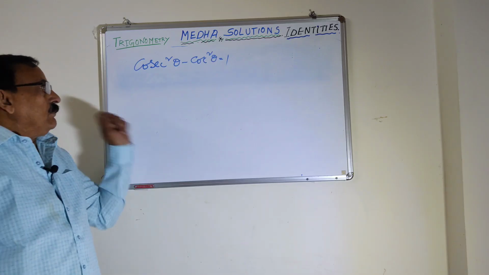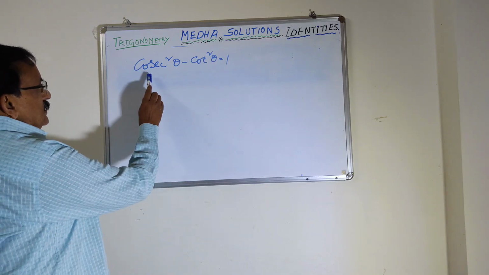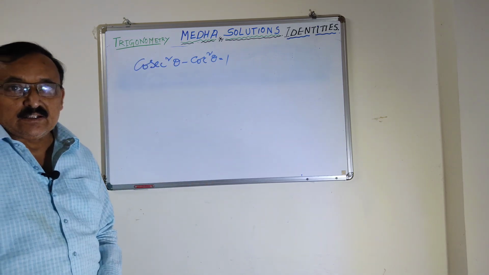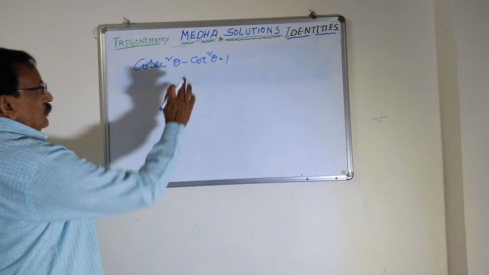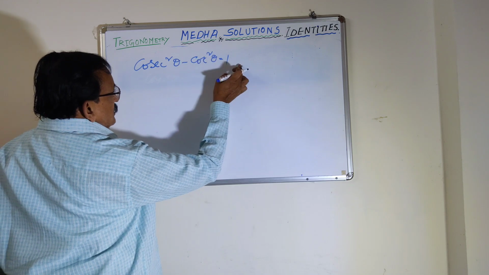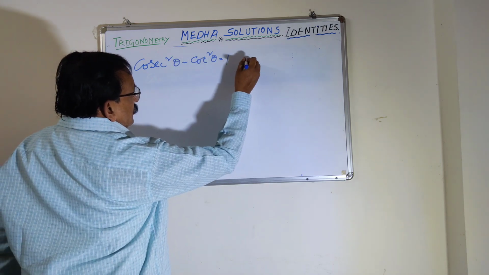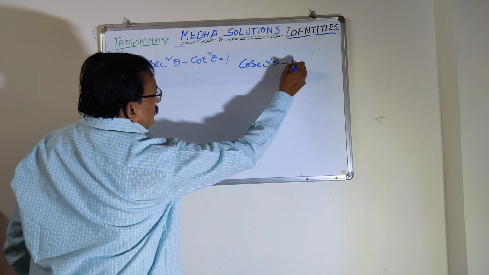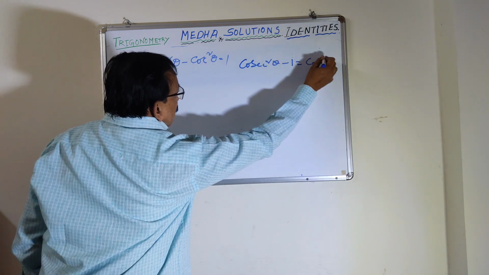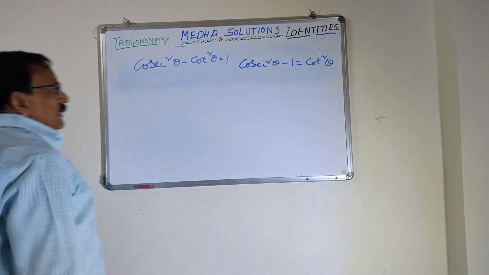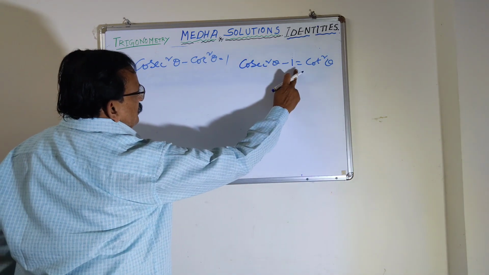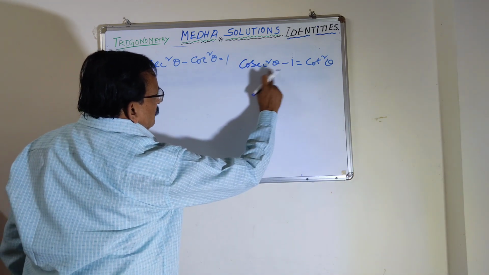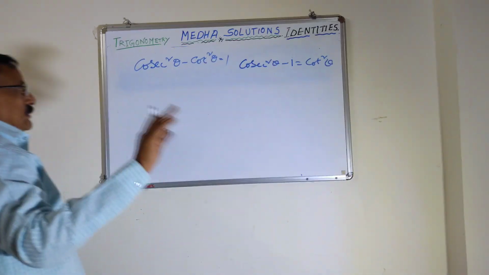Now our third identity is cosec square theta minus cot square theta is equal to 1. Now transpose cot square theta to this side and 1 to the other side: cosec square theta minus 1 is equal to cot square theta. We can write here a square minus b square: cosec theta plus 1 into cosec theta minus 1 is equal to cot square theta. That also you can write.